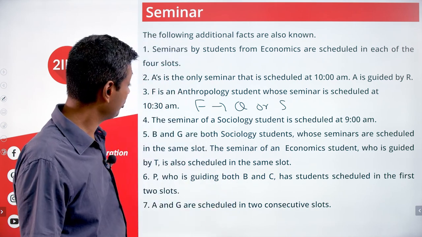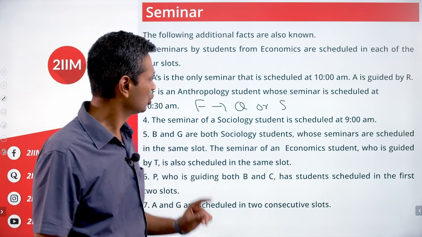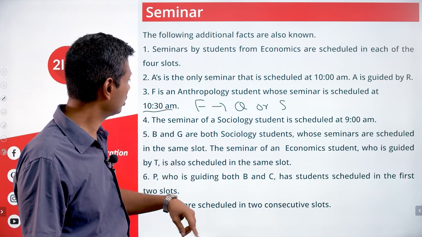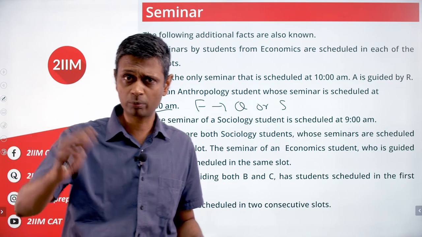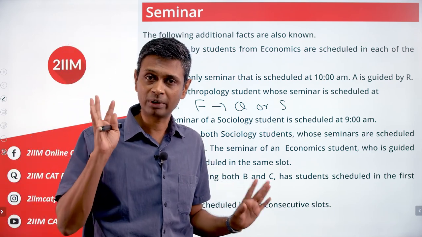That's good. The seminar of a sociology student is scheduled at 9. The first slot is sociology. So the 9 a.m. slot is economics and sociology. The 10:30 a.m. slot is economics and anthropology. Something else could be there as well. In the 10 a.m. slot, there's only 1 economics seminar, by A.